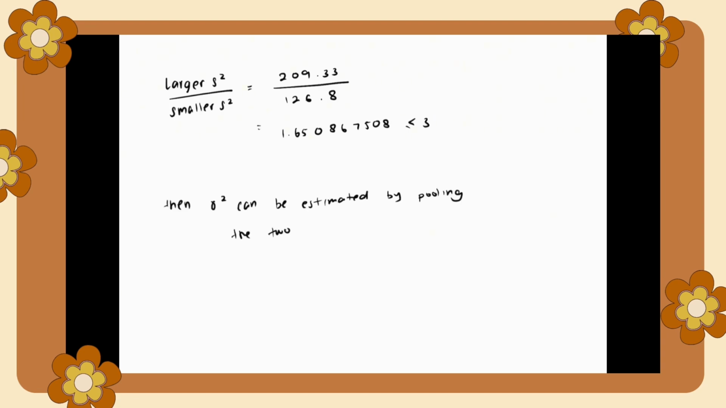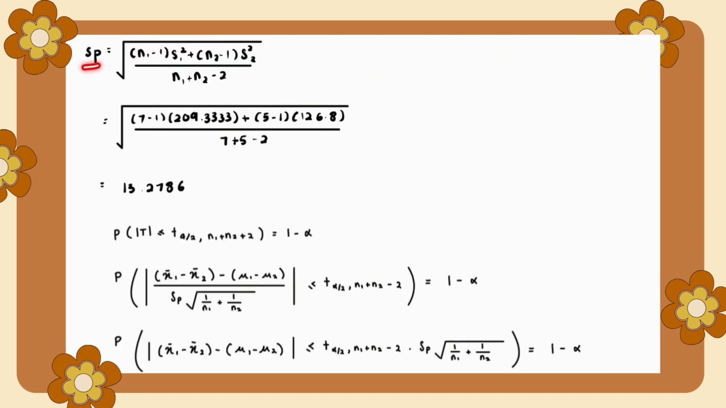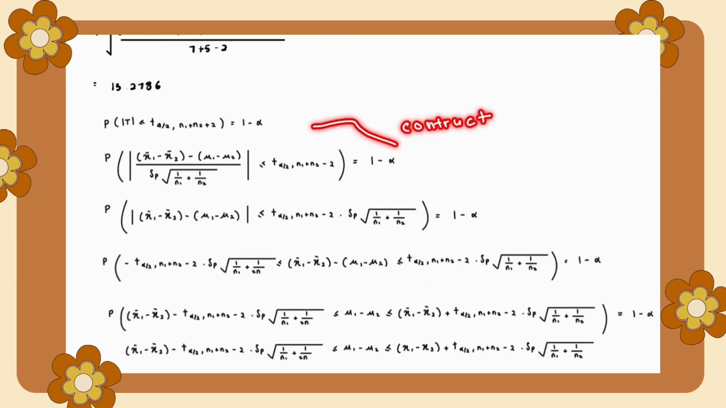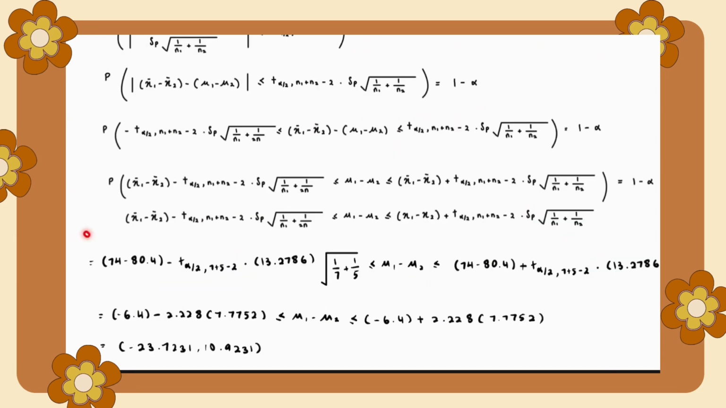The rule states that if the larger s squared over the smaller s squared is less than or equal to 3, then the variance can be determined by pooling the two variances. First, you need to find the value of SP by using this formula, and we get 13.2786. Then we can construct the mean interval. To calculate A, the 95% interval means the alpha is 0.05. We can sub in the x bar, find this value in the t-distribution table, sub in the SP that we found just now, and then this would be your final answer.